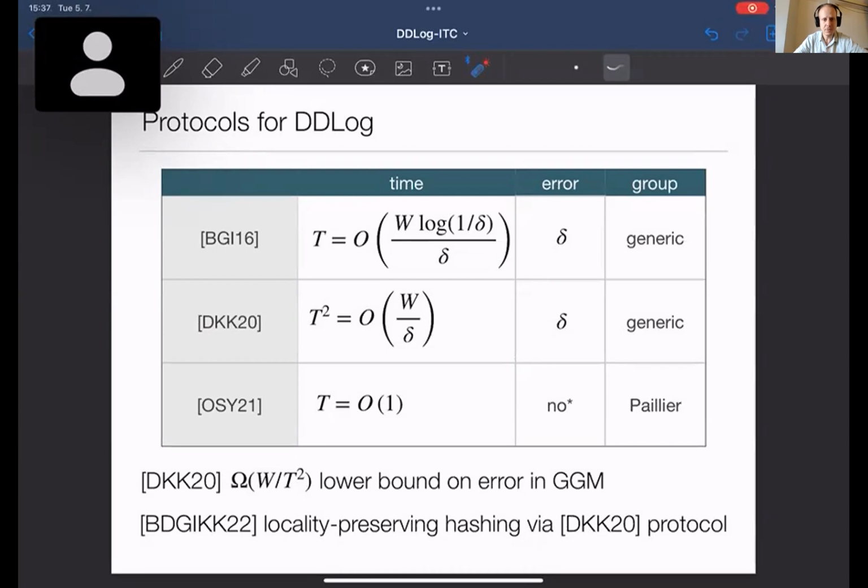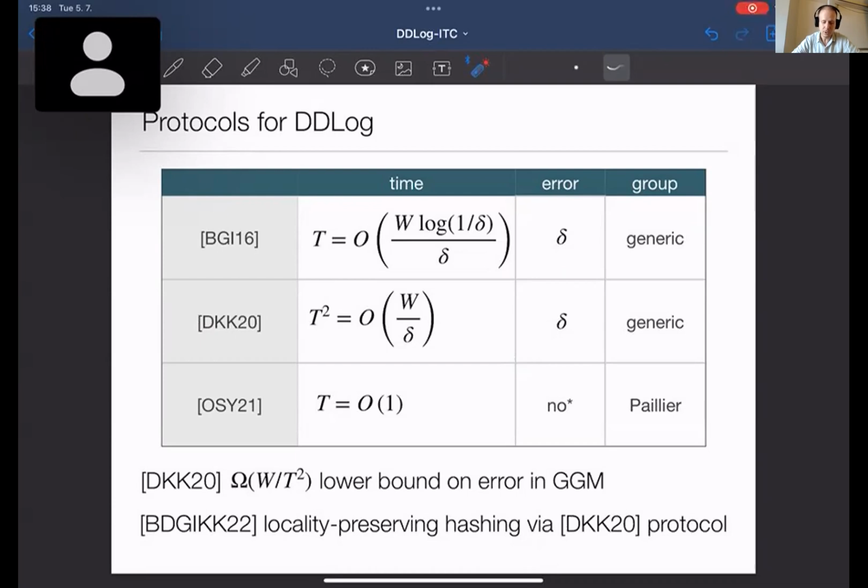So this seemed to have been the end of the story, because Dinur et al. also gave a matching lower bound. They showed in the generic group model that you have a lower bound on error, which is omega W over T squared, right? I'll be swapping between the bounds on the running time and lower bounds on error. So this is actually a bound on error, which matches the bound on the error implied by this protocol. So that is the best thing that we can do generically, right?